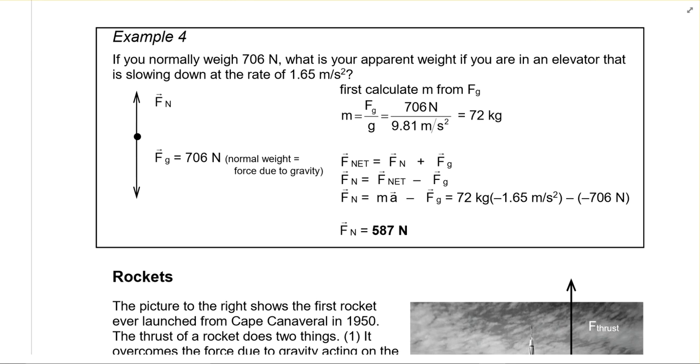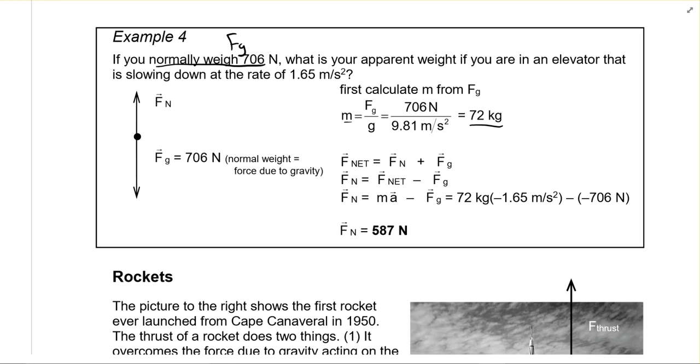All right, so example 4 here says, if you normally weigh 706 newtons, what is your apparent weight if you are in an elevator that is slowing down at the rate of 1.65 meters per second squared? So if you normally weigh, that's Fg, right? First, what we've got to figure out is the mass. So if we rearrange F is equal to ma, then the mass is going to be equal to Fg over g. So the mass is 72 kilograms.